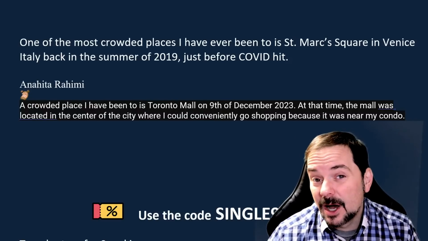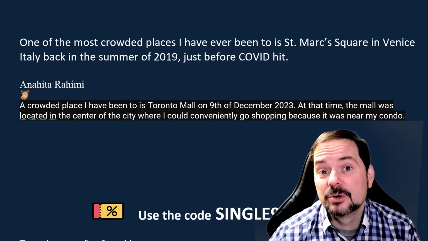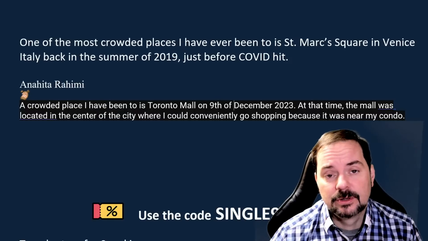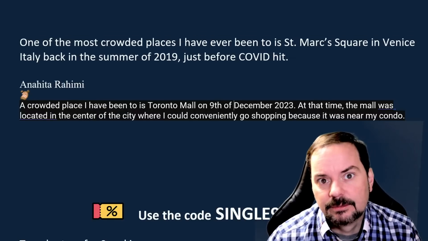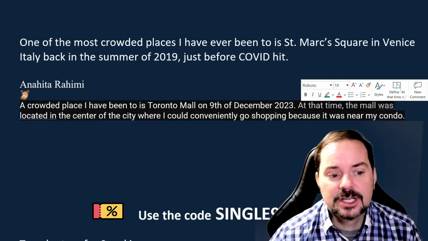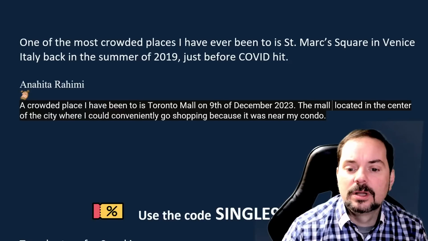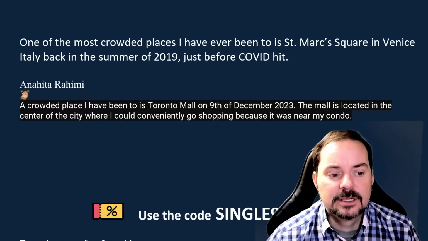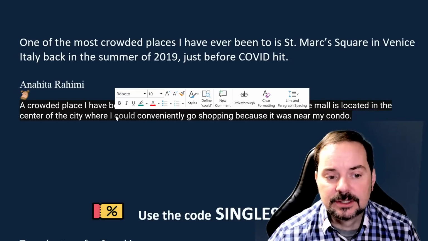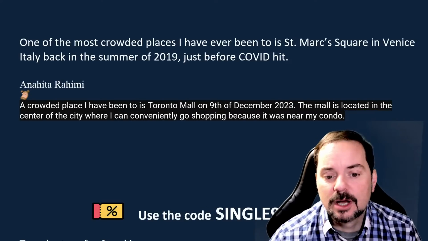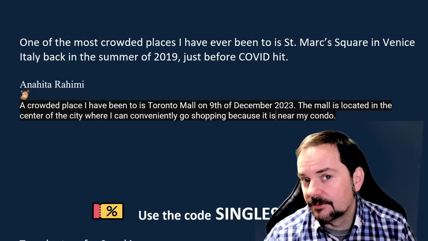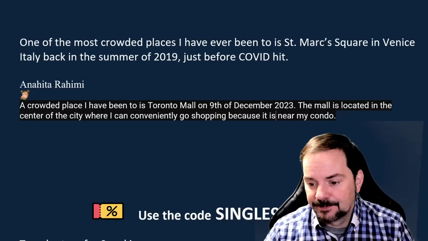Because if not, and especially if the examiner knows that the mall is still there, you have to be careful. If you're doing the exam in Toronto and the examiner is in Toronto and they know that the mall is there, this will be strange. So if it hasn't changed, then I would say the mall is located in the center of the city where I can, if you can still do it, can conveniently go shopping because it is near my condo. So be really careful. I have a feeling that's the better grammar here. Okay.